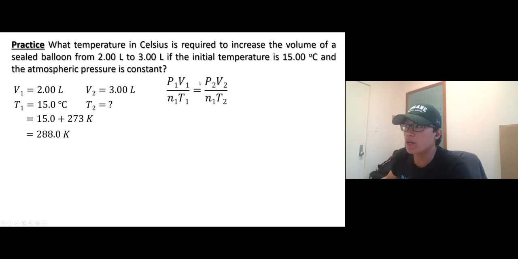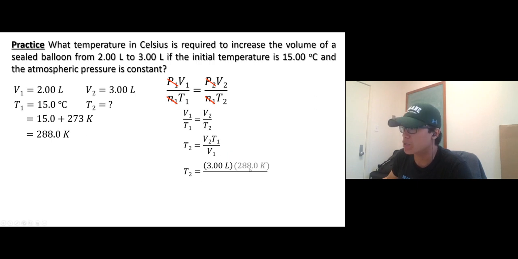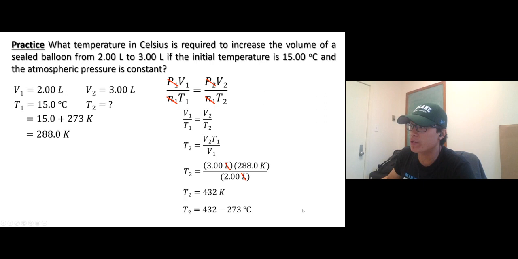If you look at the combined gas law, mole is still the same, pressure is still the same, so they cancel out. Basically, we are down to Charles' law. We want to solve for T2. So I'm going to put T2 on the left side and V1, T1 on the right side. T1 goes to the top, V1 goes to the bottom. So rearrange the equation. Now plug in. V2 is 3 liter, T1 is 288 Kelvin, and V1 is 2 liter. Do the math there. Liter cancel out. You get 432 Kelvin. But hold on. The question asks for Celsius. So we have to subtract 273, to get 159 Celsius.